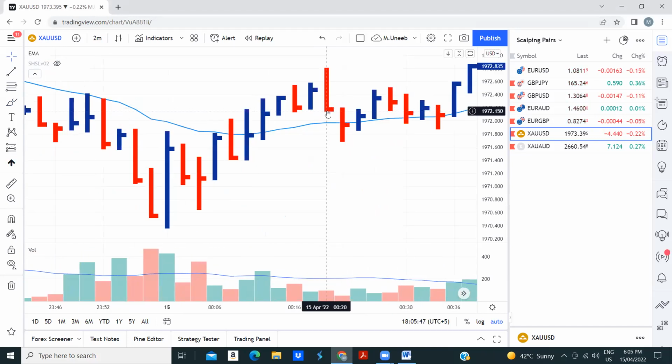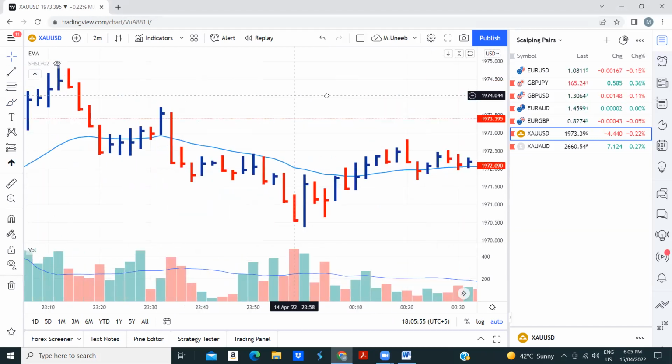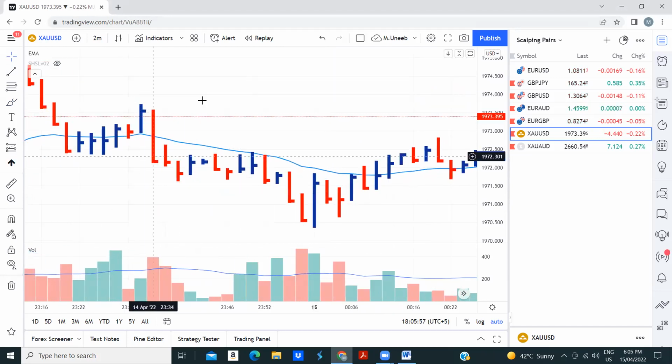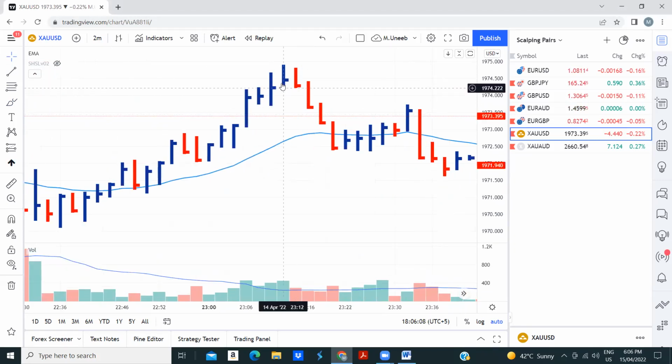This one as well. This one is a 1-bar top reversal. This one is a 2-bar top reversal. There are many examples. This one is a 2-bar top reversal. This one is a 1-bar top reversal. Oh, sorry, 1-bar bottom reversal. It closed below and then, can you see? This one is actually an inside bar. Can you see? This one is an inside bar.